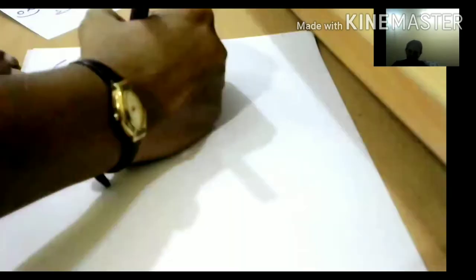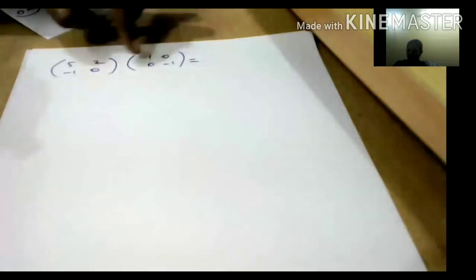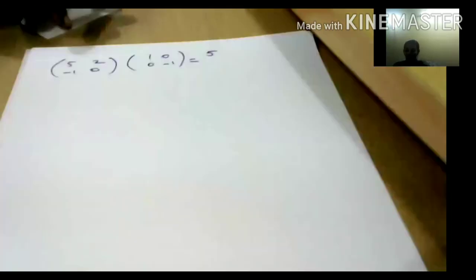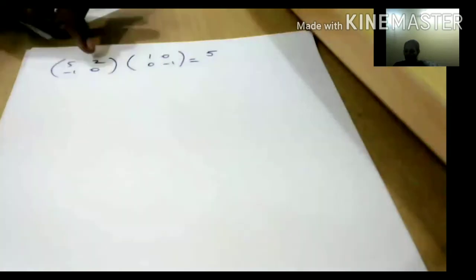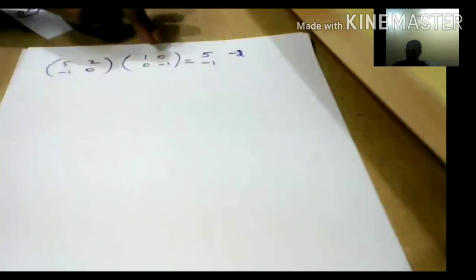So 5, 2, minus 1, 0, 1, 0, 0, minus 1. Multiplication. Now, first row, 5 into 1 plus 2 into 0, it is 5. 5 into 0 plus 2 into minus 1 is minus 2. Minus 1 into 1 plus 0 into 0, it is minus 1. Minus 1 into 0 plus 0, it is 0. So the resultant matrix, multiply it with the first one.